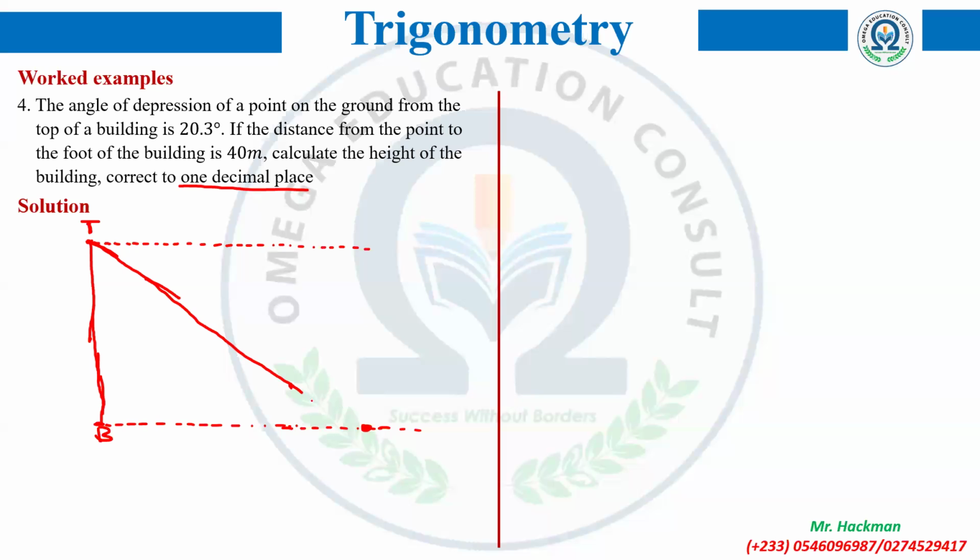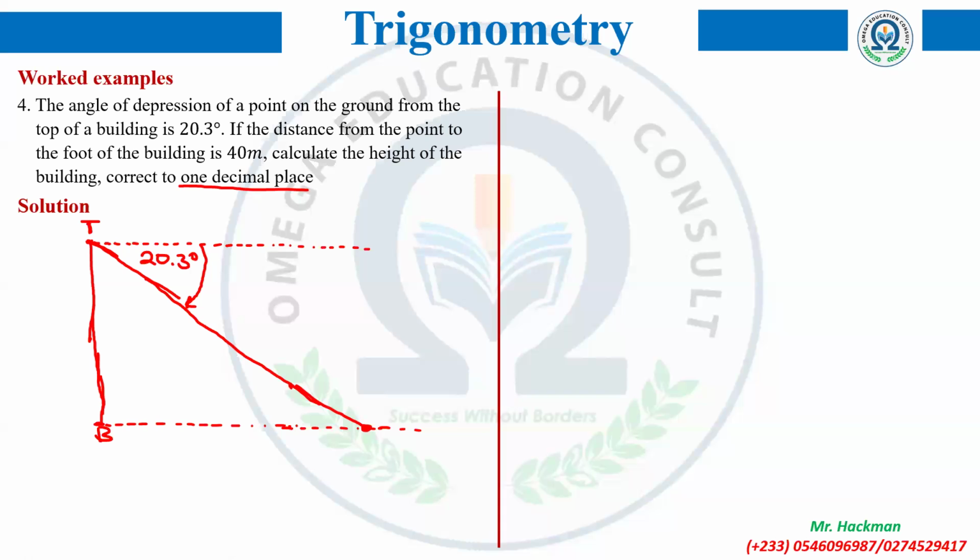Okay, so let me see. Okay, so this is what I have. The angle here is what you are taking as what? Your angle of depression. So this angle is 20.3 degrees.